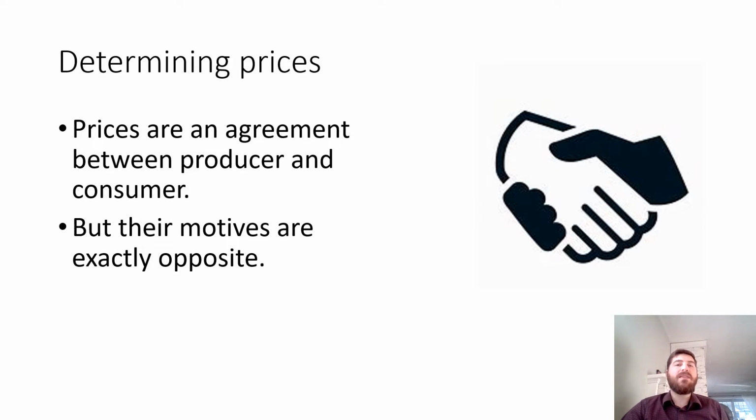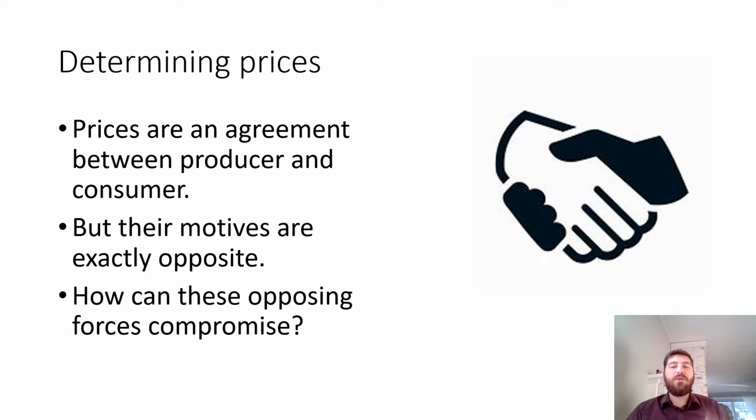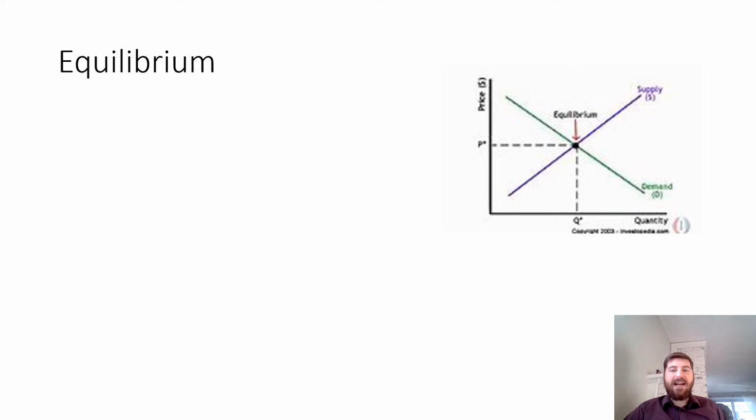Thing is, their motives are exactly opposite. The buyer wants the prices as low as possible. The seller wants the prices as high as possible. How is it possible for these two exactly opposing forces to compromise? And the truth is, it's a lot simpler than you might think. Having two equal and opposite forces pulling against each other actually makes it pretty easy to find the exact middle. And that exact middle is called the equilibrium point.